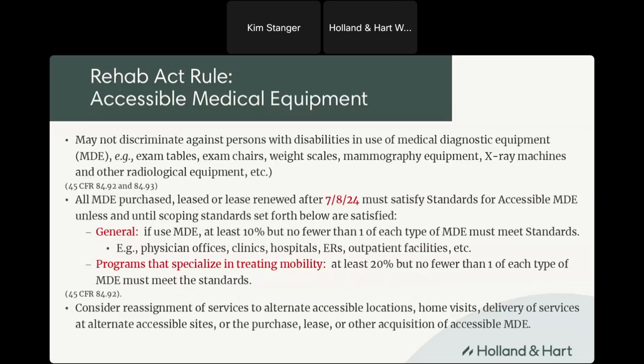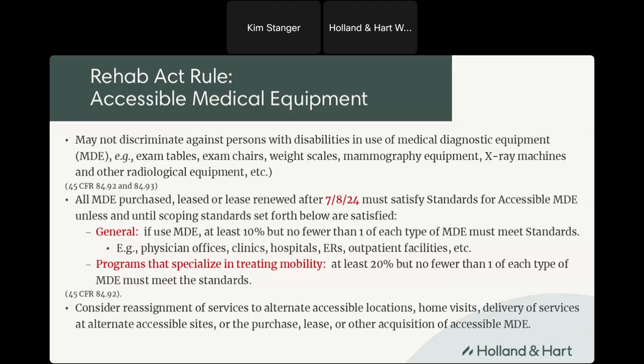All right, here's a new rule concerning accessible medical equipment that you're going to need to comply with. The government was concerned about situations where a patient has a disability, maybe they're obese, and therefore they can't get access or can't use your medical diagnostic equipment. So, under the new rules, you may not discriminate against persons with disabilities in the use of medical diagnostic equipment, or MDEs, such as exam tables, exam chairs, weight scales, mammography equipment, x-ray machines, and other radiological equipment, etc. Under the new rules, they established a scoping standard.